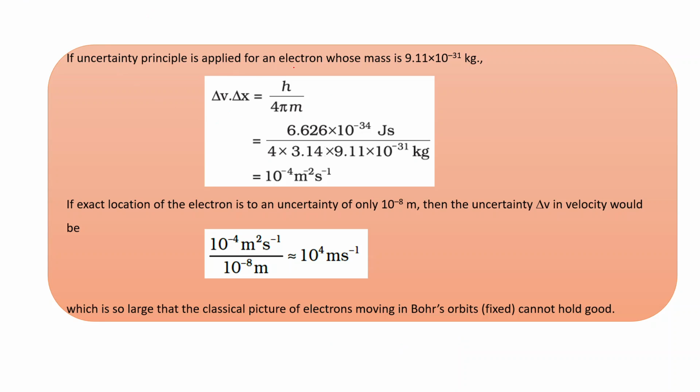But if the same principle is applied to an electron whose mass is 9.11 into 10 to the power minus 31 kilogram, again we can find delta v multiplied by delta x for the electron, and this will come to 10 to the power minus 4 meter squared per second. If the uncertainty of the electron in position is 10 to the power minus 8 meter, then we can find the uncertainty in velocity, and this will be nearly 10 to the power 4 meter per second, which is so large that the classical picture of electrons moving in Bohr's orbits, that is fixed orbits, cannot hold good.